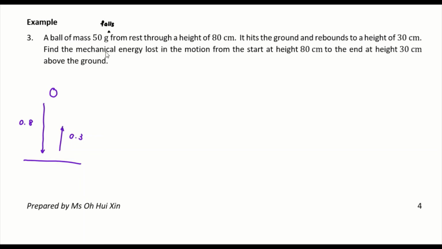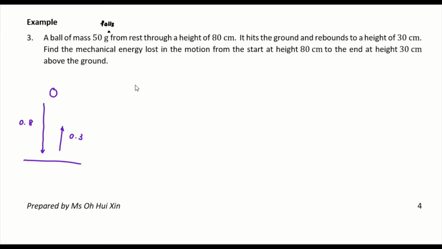So the question wants us to find out the mechanical energy loss in the motion from the start at a height of 80 cm to the end at the height of 30 cm above the ground. So what's the mechanical energy loss? Okay, so this is not so much about the formula yet. I guess it's just a very simple one for you to understand the idea of mechanical energy loss. Okay, so let's try to solve this.